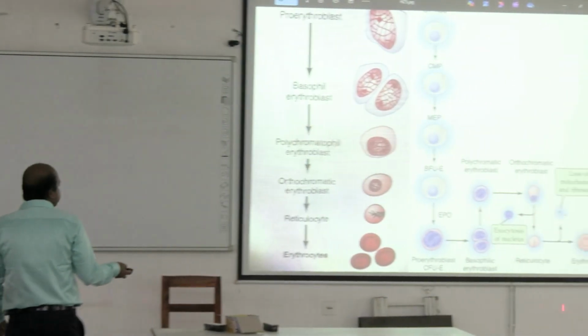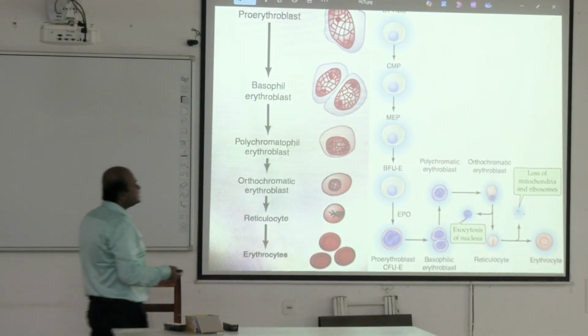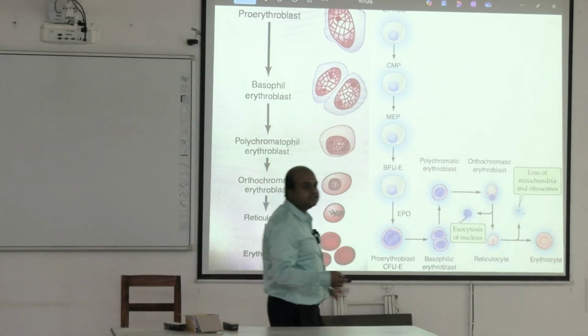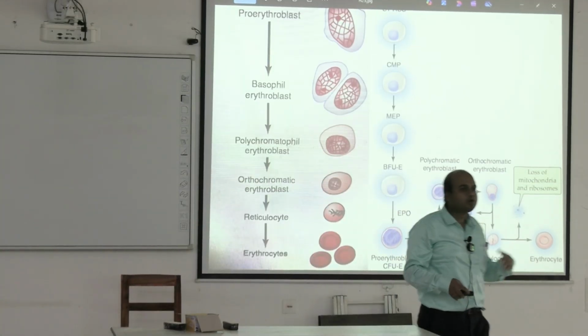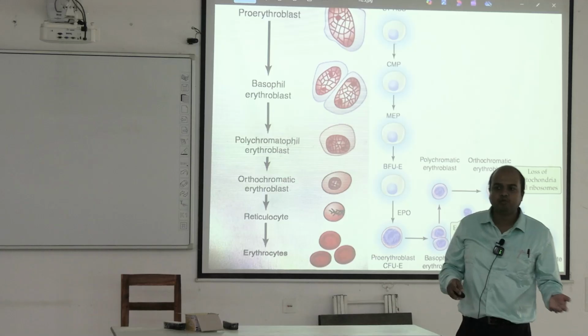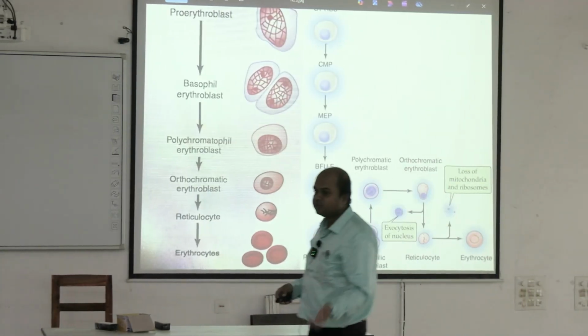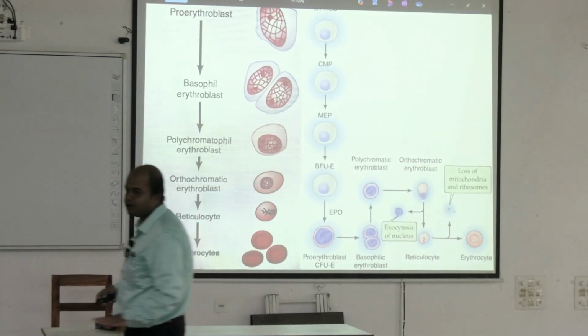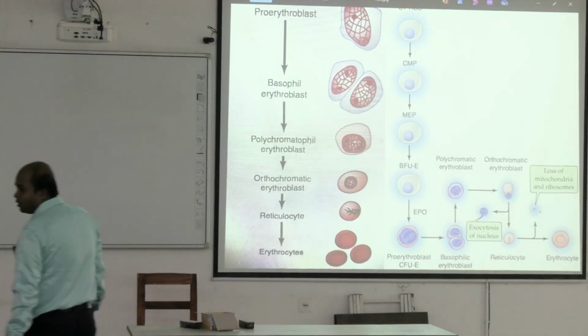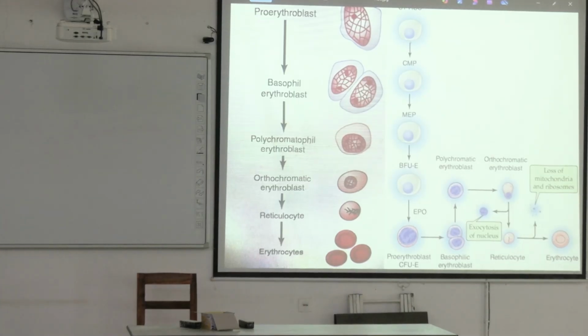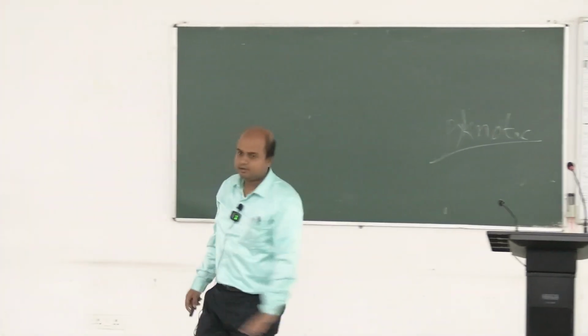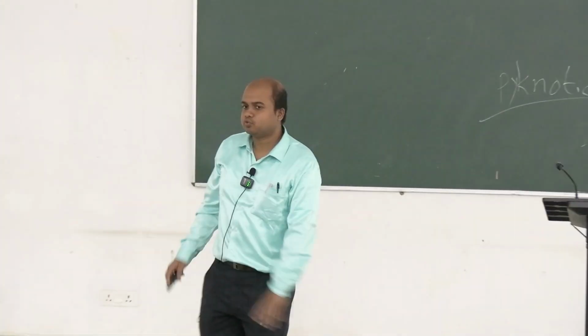Exocytosis. Then after the reticulocyte stage, the nucleus is already lost. Also, mature RBCs are not only devoid of a nucleus, but also of some cellular organelles like mitochondria and ribosomes. Their lifespan is around 120 days, almost 4 months or so.